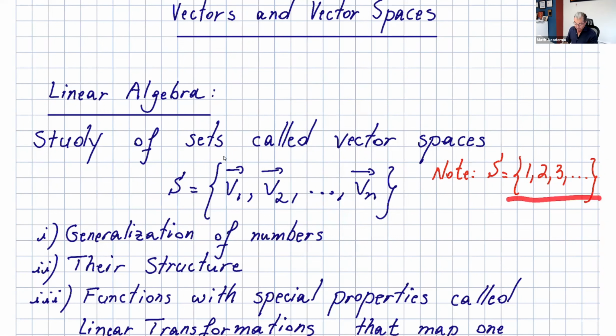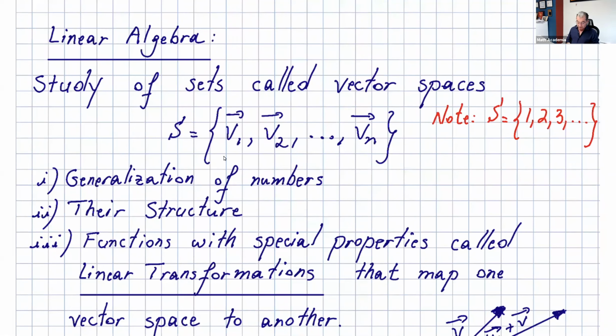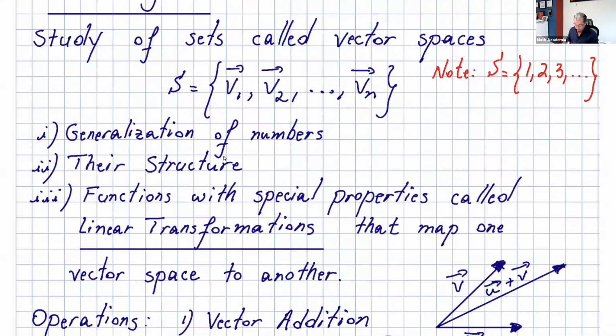So that's a set. When we talk about a set of vectors, these are just vectors, which I'm going to tell you what they are. Now, in linear algebra, what we do is generalize. It's just a generalization of numbers and their structure, and we have functions with special properties called linear transformations that map one vector space to another.